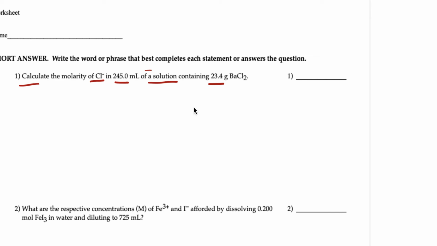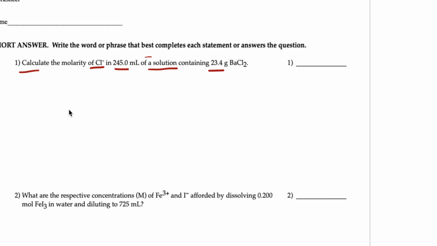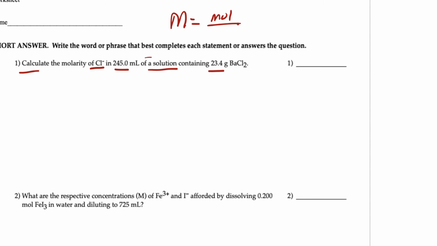Hi class, as promised, I'm going to work out the problems in worksheet 2. The first problem says to calculate the molarity of chloride ion in 245 milliliters of a solution that contains 23.4 grams of barium chloride. We already know that molarity is the moles of solute per liters of solution.